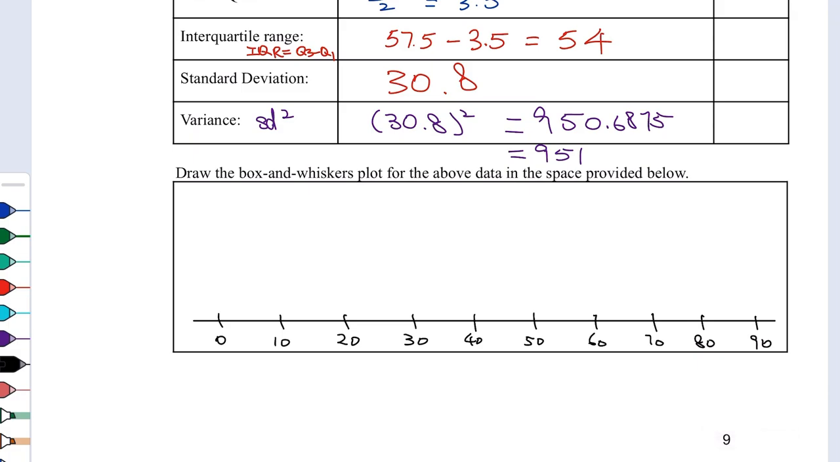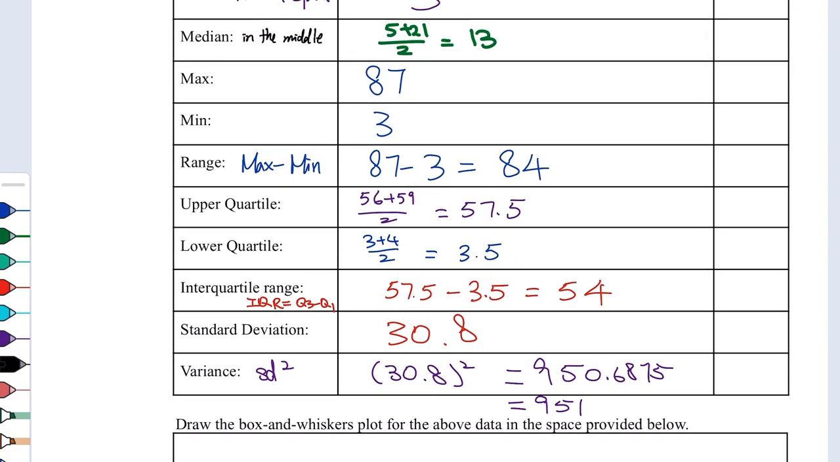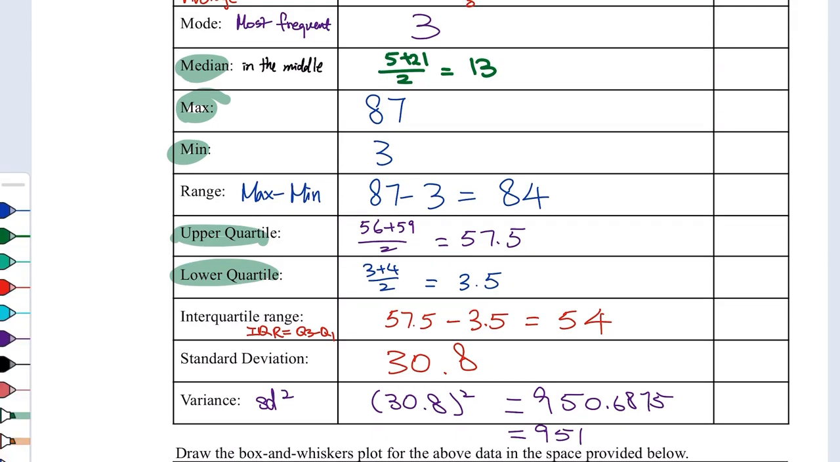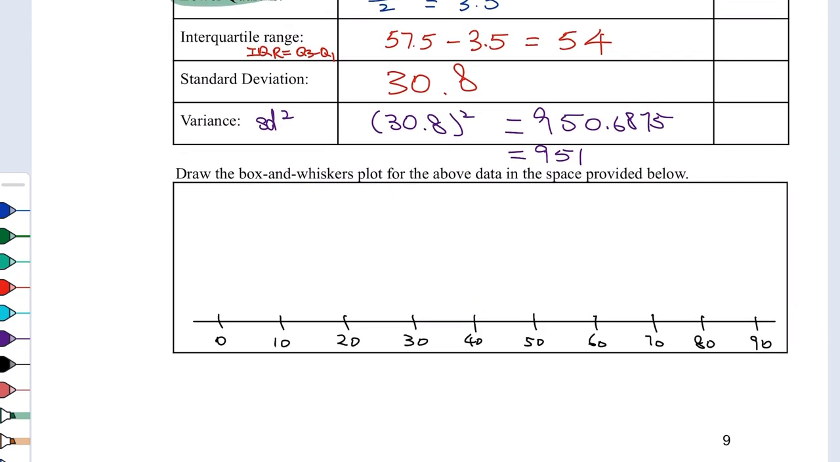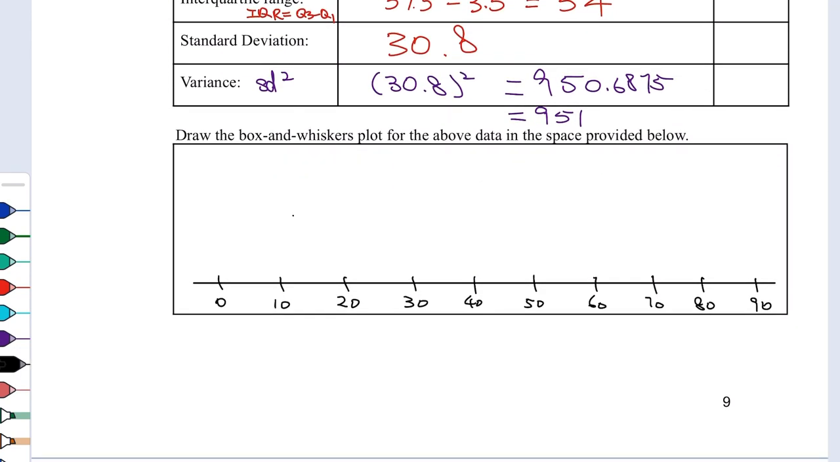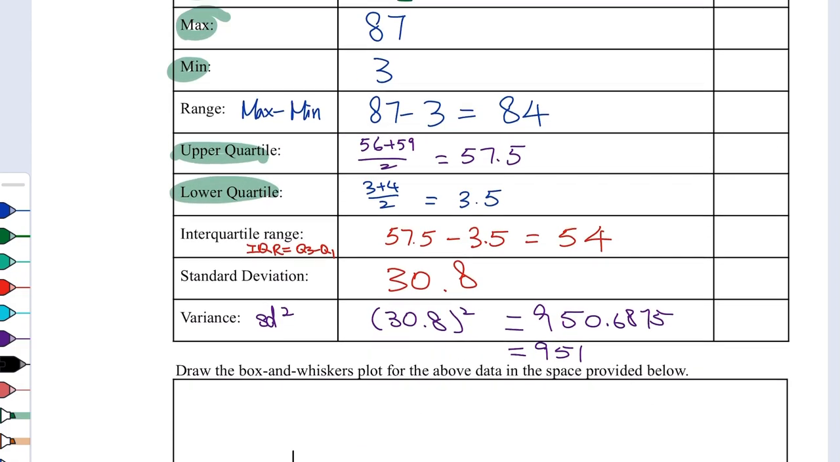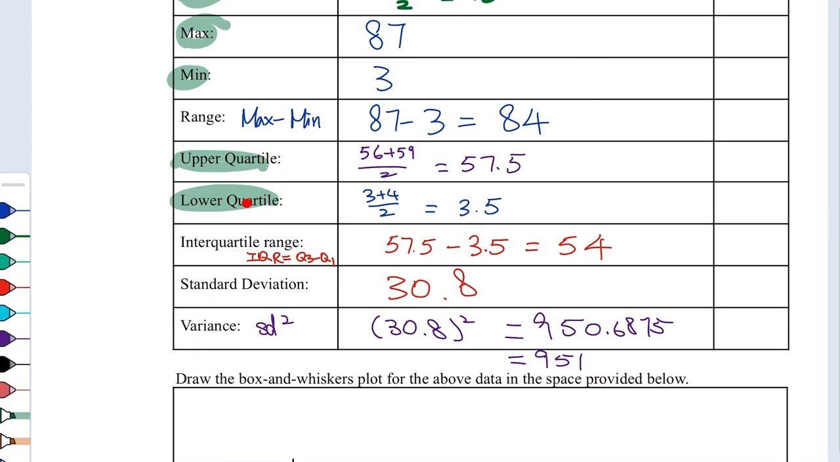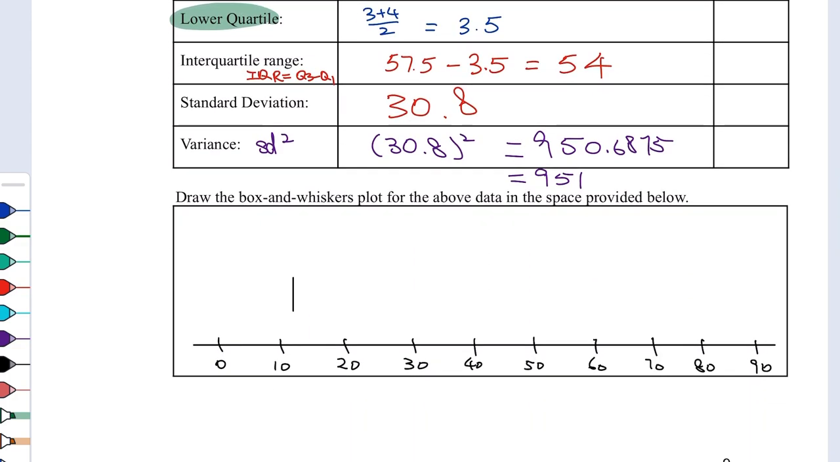And for the box and whisker diagram, you need 5 things. You will need maximum, minimum, median, upper quartile, and lower quartile. These 5 things. Maximum and minimum are dots. All the 3 other things are lines. So our maximum and minimum first, which is 3 and 87. Okay, let's start from median. Median is 13. So wherever you see 13, I put a line. And then I also need the lower quartile and the upper quartile. Lower is 3.5, upper is 57.5. 3.5 is somewhere here. 57.5 is somewhere here. So I will make a box out of them.